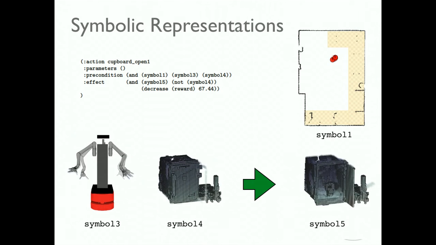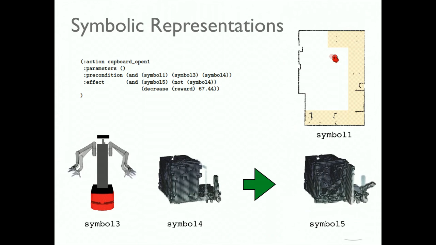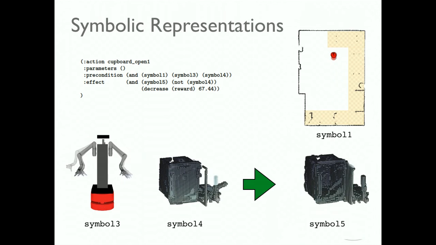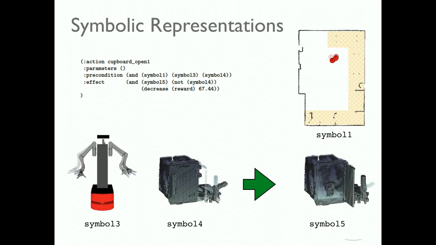There's a couple things to note about it. The switch could be on or off, or there could be an object in there, or there might not be, and there's a bunch of noise and other stuff. But that says that if you're standing in front of the cupboard and you're not holding something and the cupboard's closed, you can execute cupboard open, and afterwards the cupboard's no longer closed, it's open.